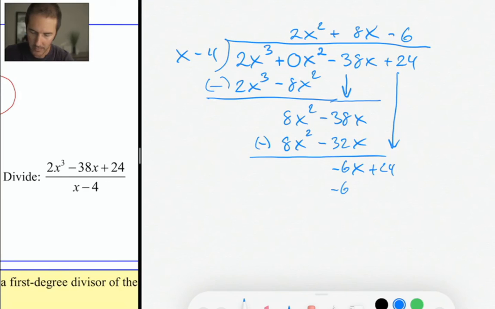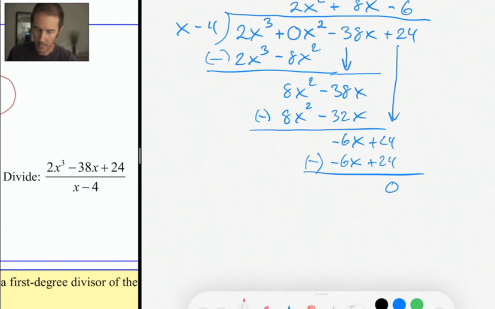Negative 6 times x is negative 6x. Negative 6 times -4 is positive 24. We put our line, we put our minus sign in parentheses. We do the subtraction, both of those cancel out, and we get a remainder of 0. Which means the same thing it meant in 3rd grade or whenever we learned how to do division. It means that it divided in evenly.